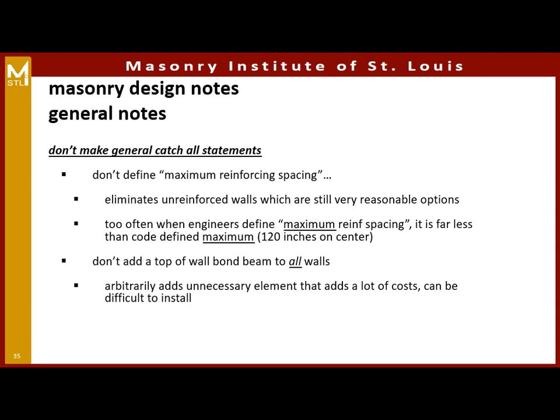If you're in a low seismic zone, you are not going to need bar that close together. So it's going to add unnecessary reinforcing possibly. We also don't need to add a top of wall bond beam to every single wall. There are obviously walls that will require that, but a note like this could arbitrarily add an unnecessary element on walls where it's not required.